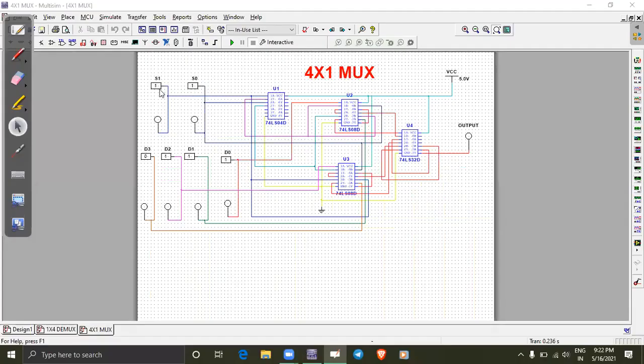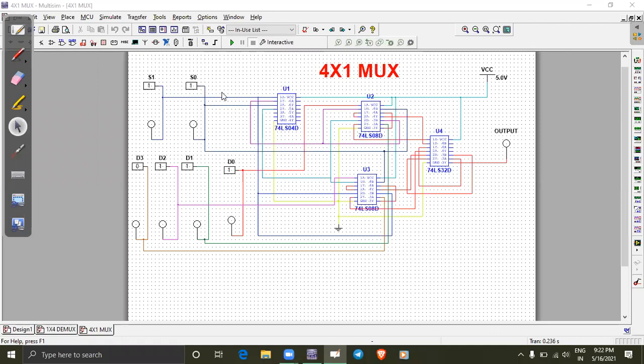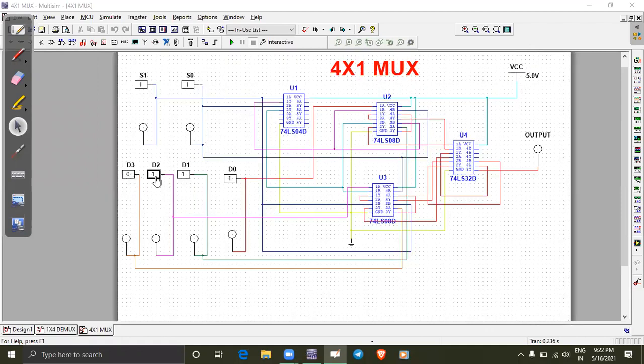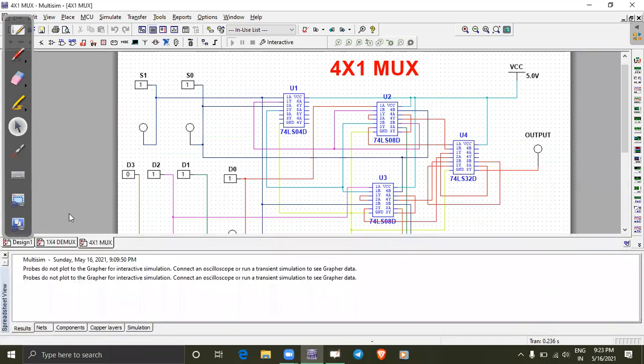Here the connections are given as per the circuit diagram. It has two select lines S1 and S0 and four inputs D3, D2, D1, D0. A single IC package contains four AND gates. In the circuit we saw 8 AND gates, so we used two AND gate ICs, 7408 ICs, and 7404 is a NOT gate, then 7432 is an OR gate. I can run.